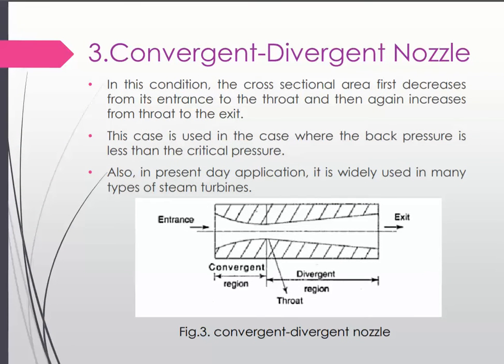Then we have the convergent-divergent nozzle. In this, the cross-section area first decreases from its entrance to the throat and then again increases from the throat to the exit. This is used in the case where the back pressure is less than the critical pressure. Also, in present day applications, it is widely used in many types of steam turbines.